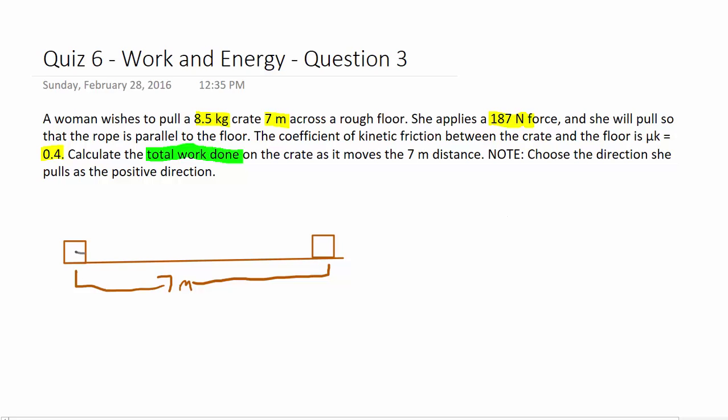Well, we know that there is pulling force. We know that there's frictional force. We know that there is the gravitational force. And we know that there is normal force.